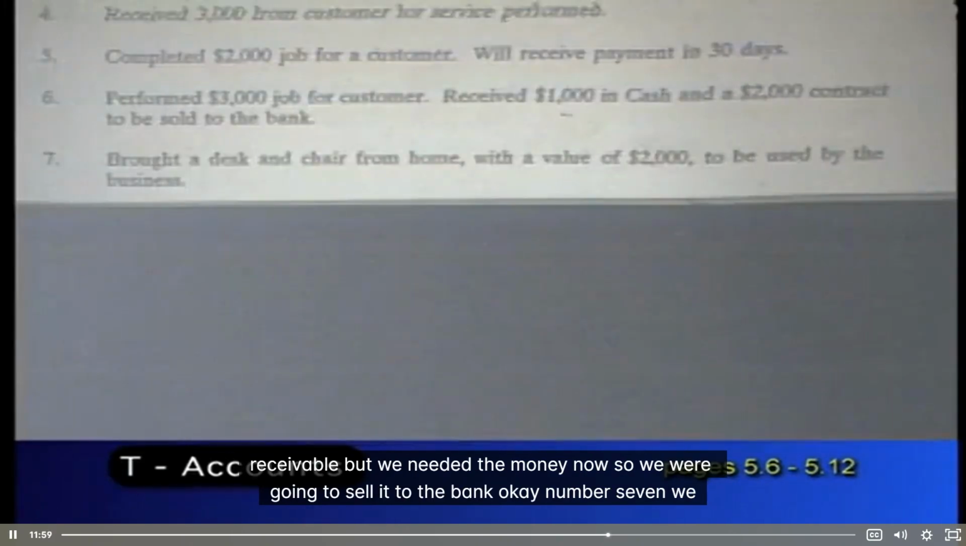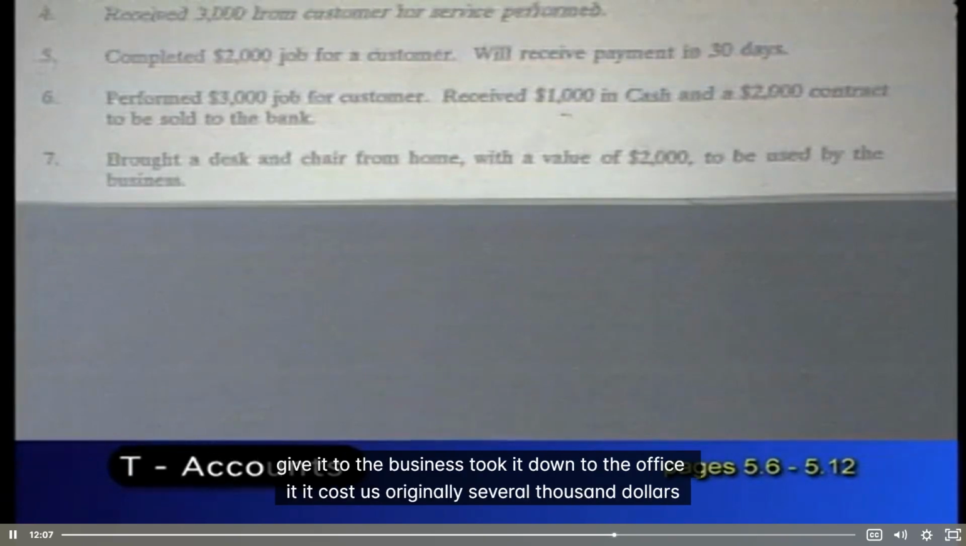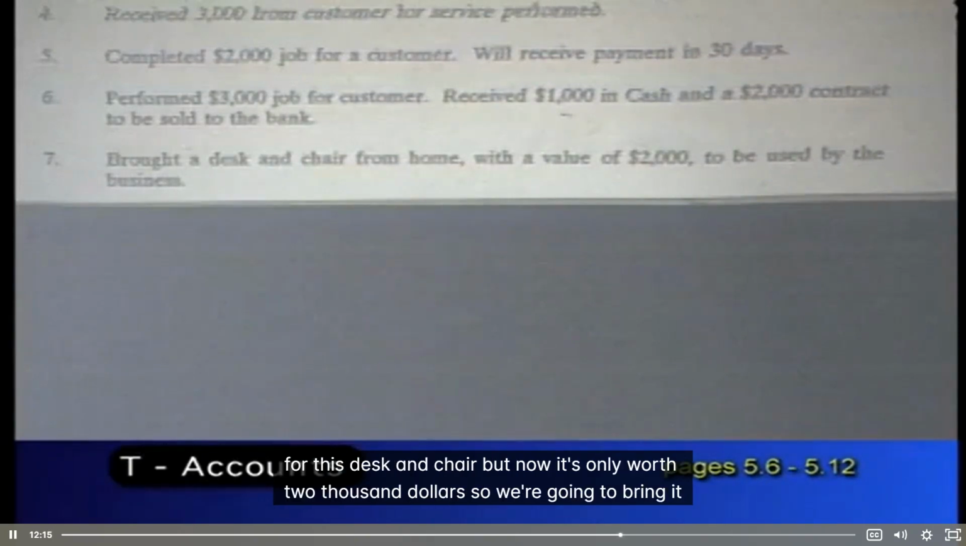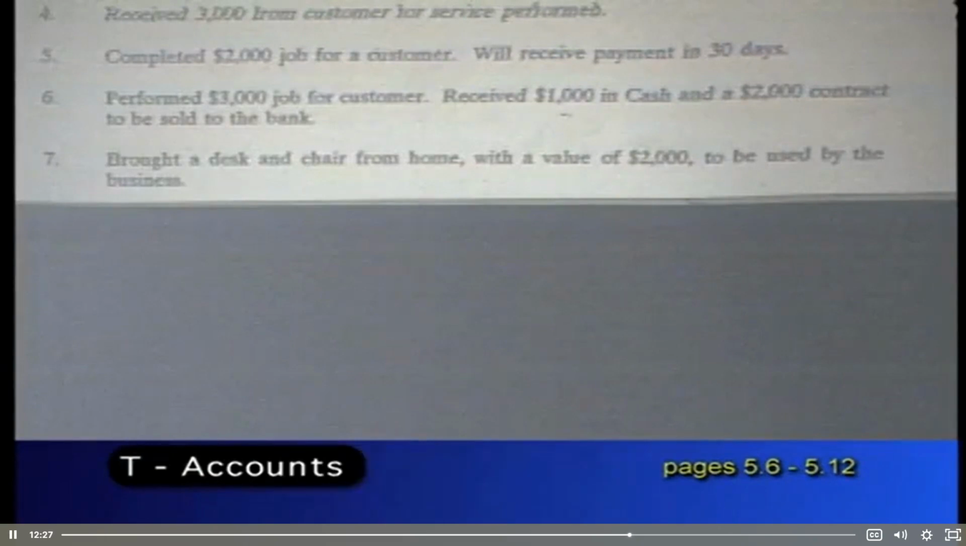Okay? Number 7. We had a desk and chair at home that we needed in the business more than we did at home, so we decided to give it to the business. Took it down to the office. It cost us originally several $1,000s for this desk and chair, but now it's only worth $2,000. So we're going to bring it into the books at $2,000. So show what we got, then think, where did it come from?